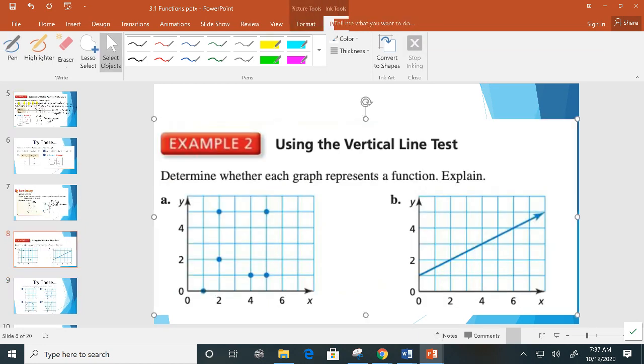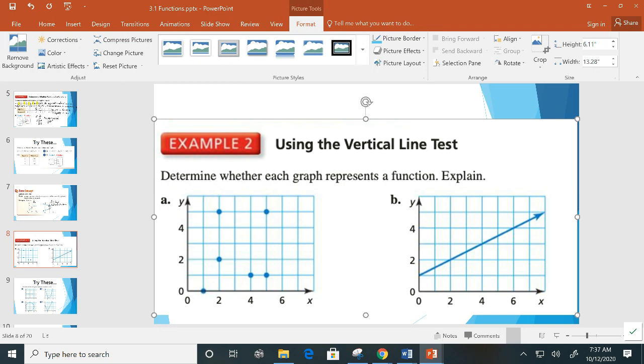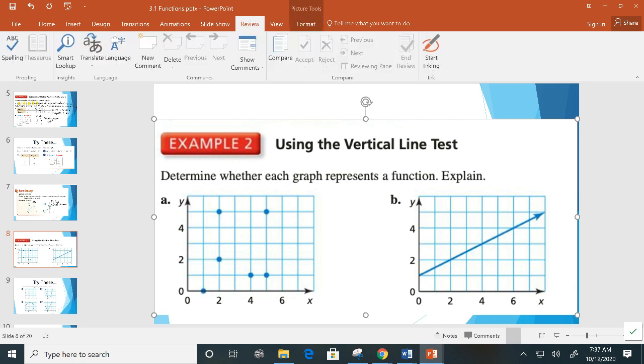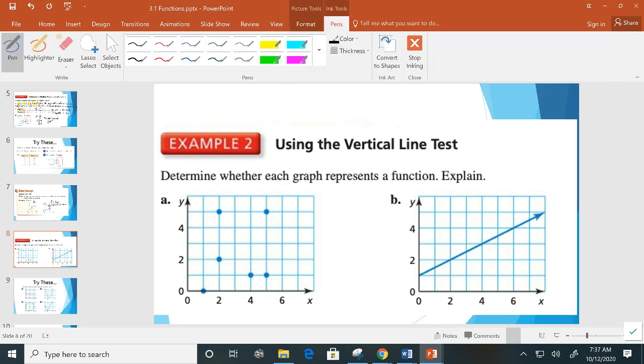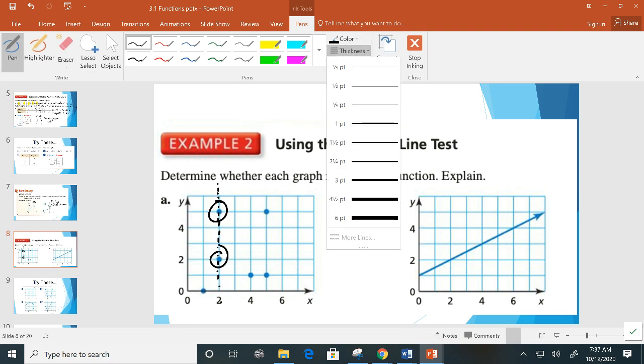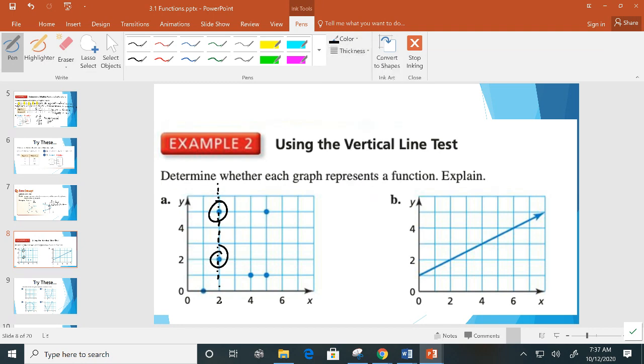So let's look at an example here to determine whether or not something is a function. So if I look at my example on the left-hand side here, and I draw in my vertical lines, I can see that if I draw in a vertical line right here, it's going to hit in two different spots, there and there. So in this case, in letter A, this is not a function because it hits the graph in two different spots here, and it fails the vertical line test.